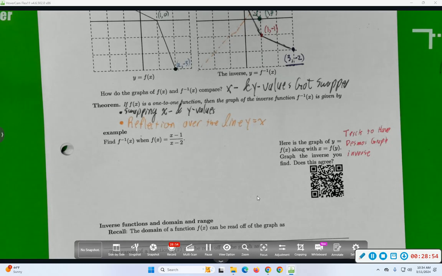I am going to take a moment soon and curate what I have in Desmos. The next thing I want to do is talk about finding an inverse function algebraically. There's a function, f of x equals x minus 1 over x minus 2.